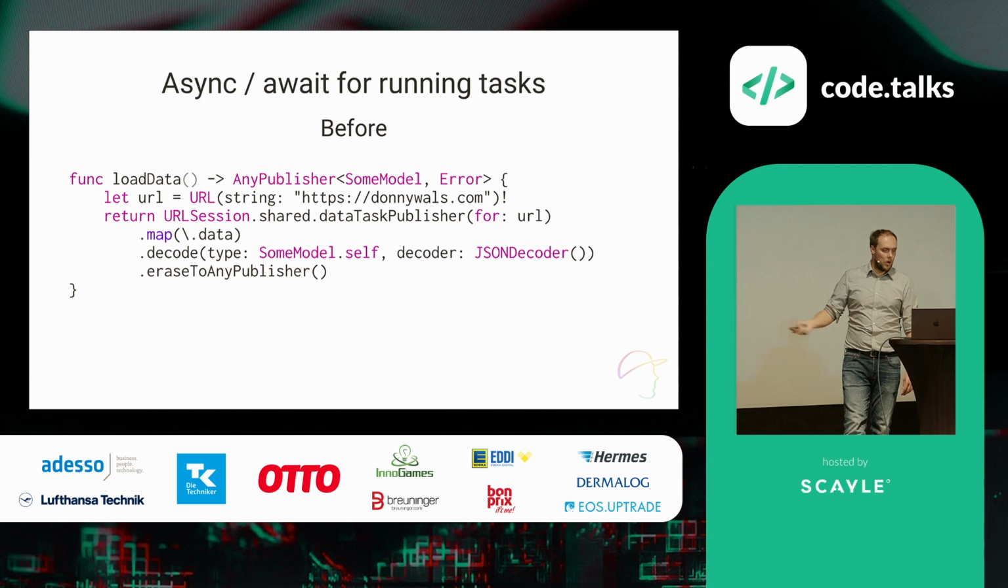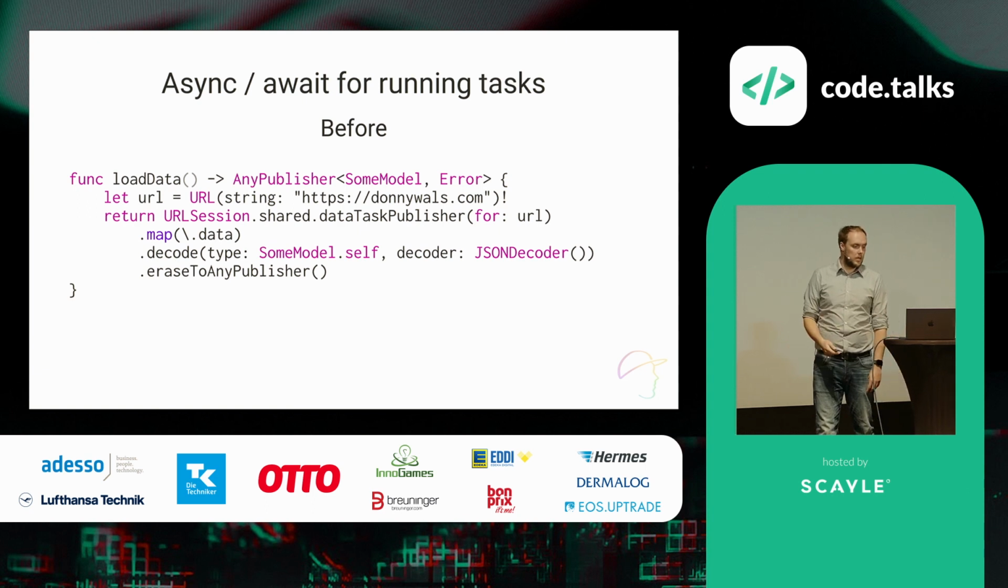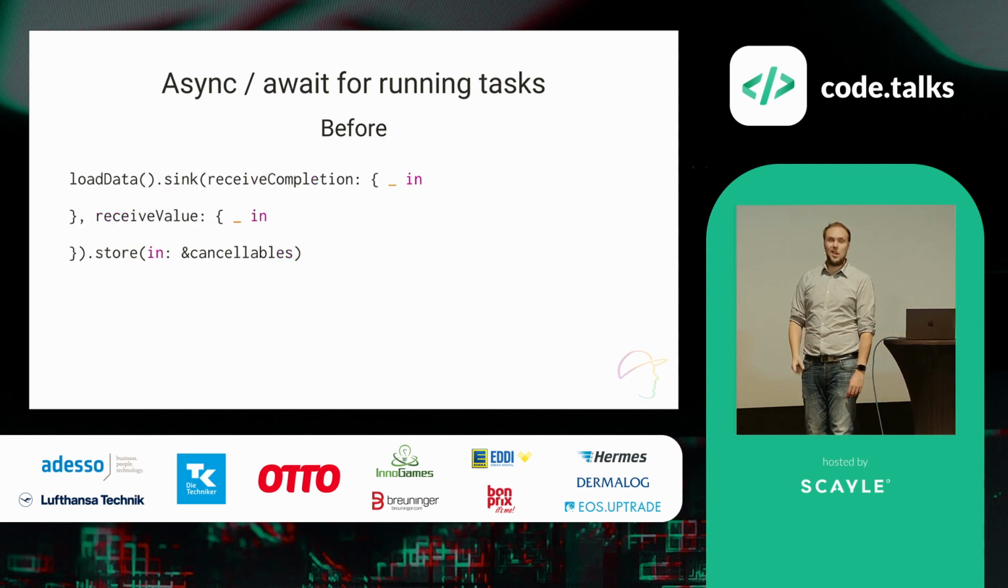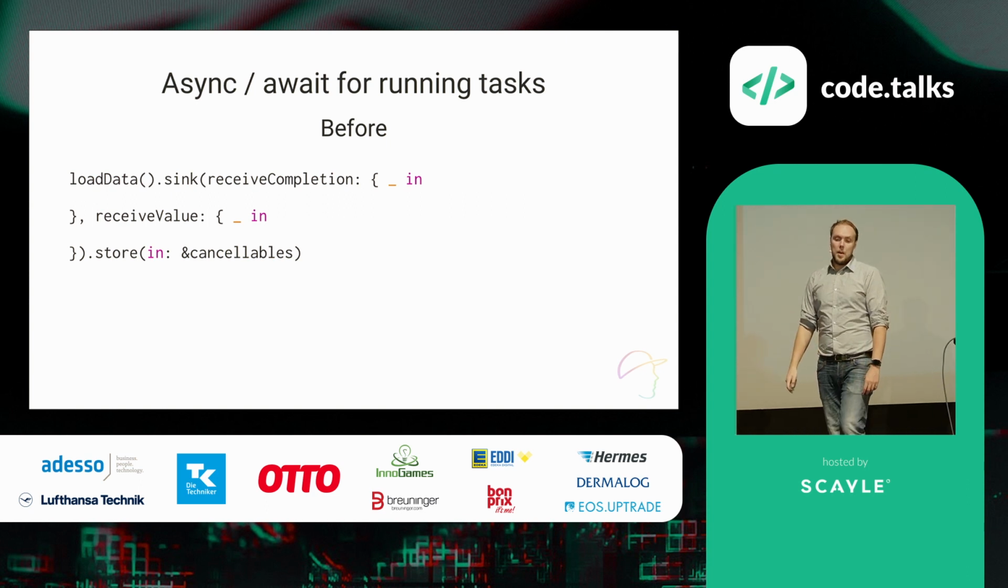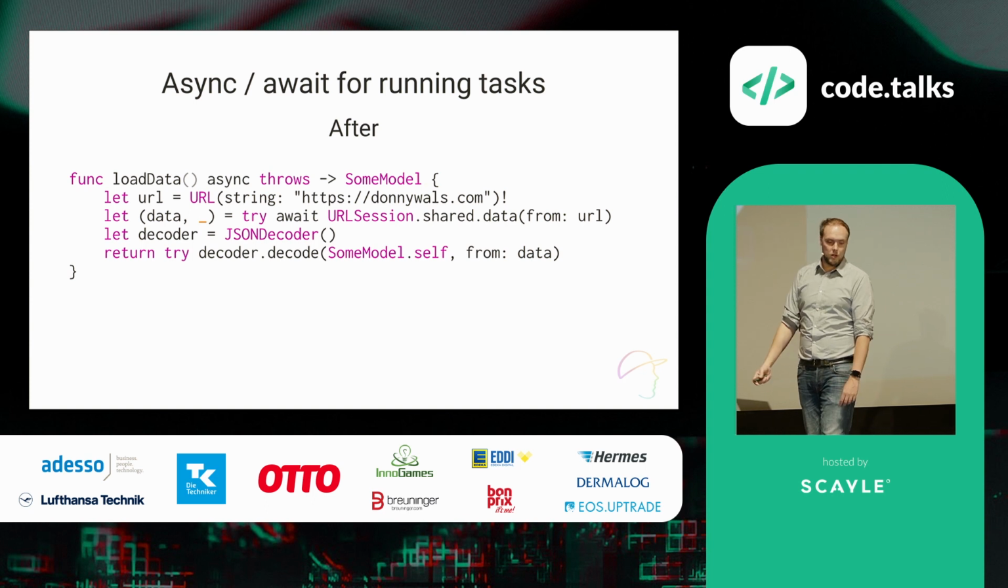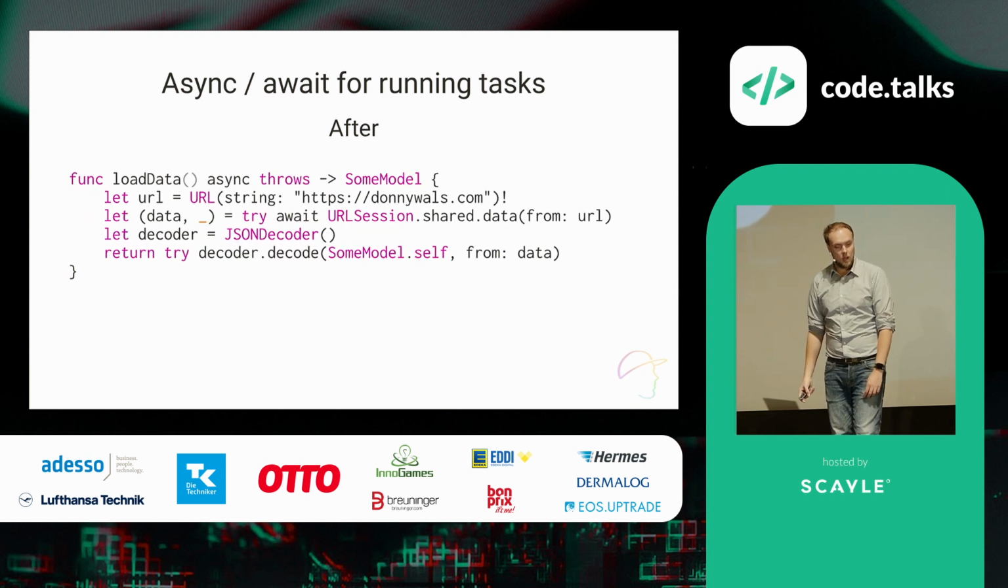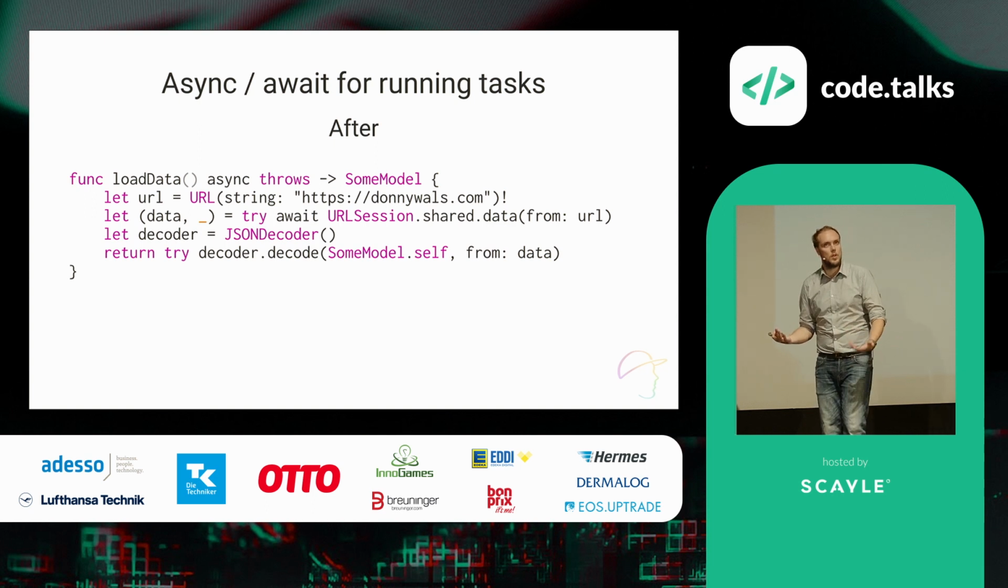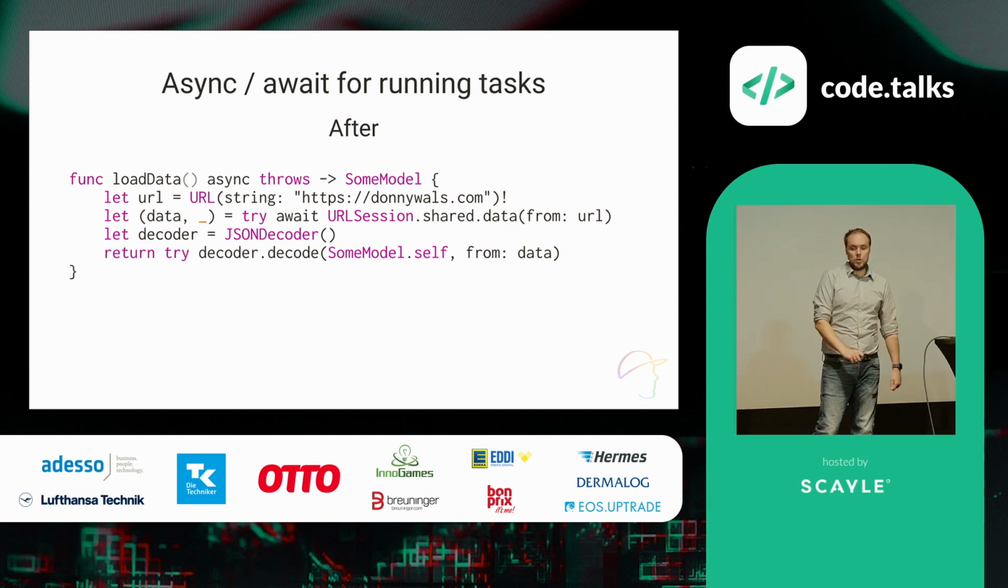If you look at our old networking call, the Combine-based one, it looked like this. Not too bad. We use it like this. Also not terrible. But I'm sure you can agree that this looks better, right? We have a function defined as load data async throws, which means that it's going to do some async work, could fail, so it might throw an error. And if everything goes well, we return some model.